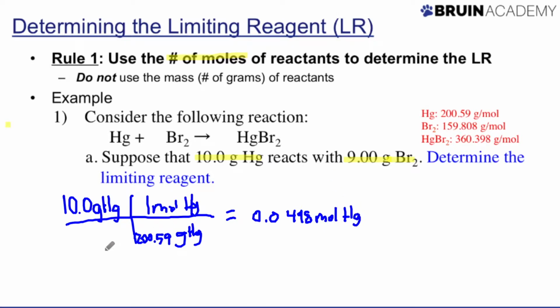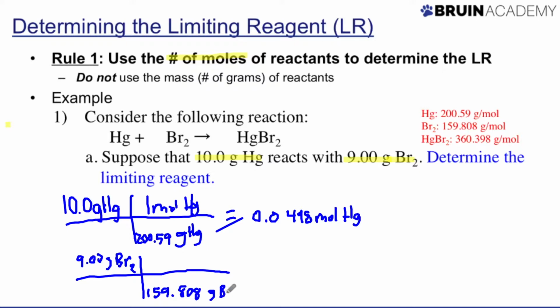And then I do the same thing for Br2. So I have 9.00 grams of Br2. And then I divide by the molar mass. And here the molar mass is given to you as 159.808 grams of Br2 per 1 mole.